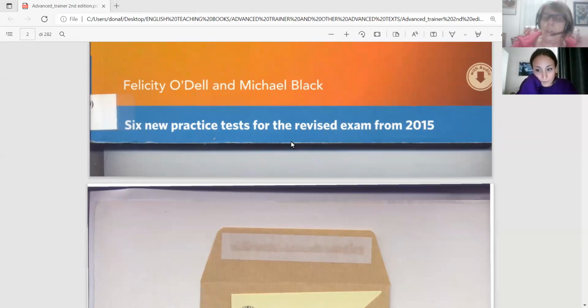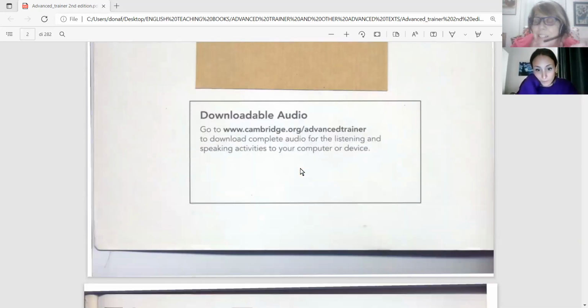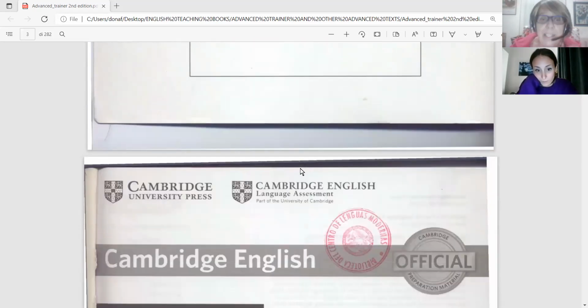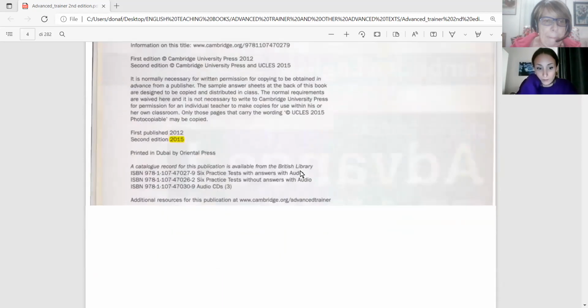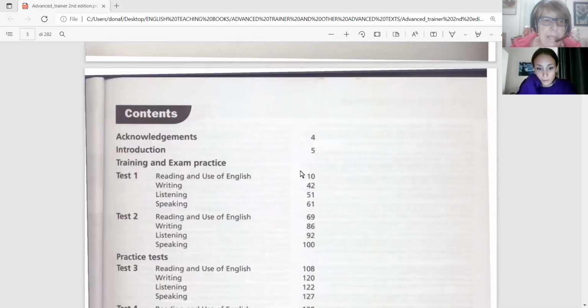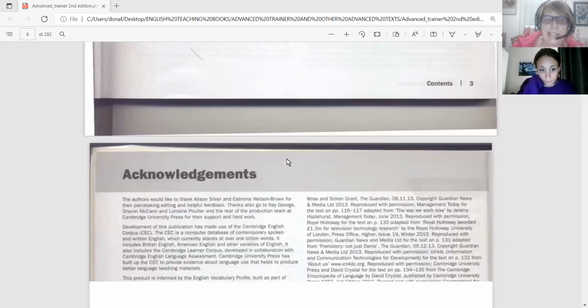So what we are going to do is 6 complete simulations, but not just the simulation of the exam, but even a preparation for the various exercises, and it gives you so many hints and tricks that you can use. Okay. So we start with Test 1.